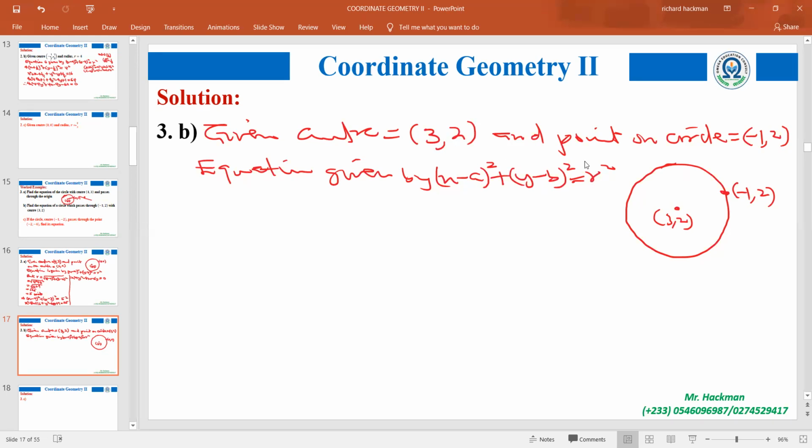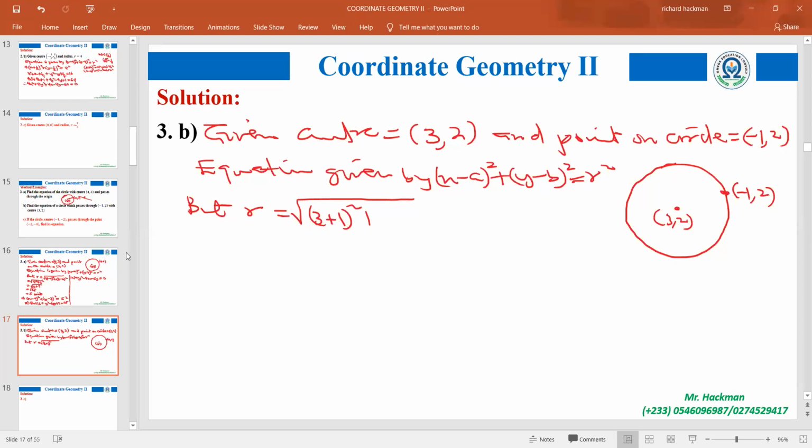Do I have r directly given? No, but indirectly I can go and find r. So my r, which is the radius, will be equal to the distance between the two points, my center point and the point at the circumference. So that will give me 3 minus negative 1, so it will be 3 plus 1 squared. Or if you like, you do negative 1 minus 3 all squared. Is that clear?